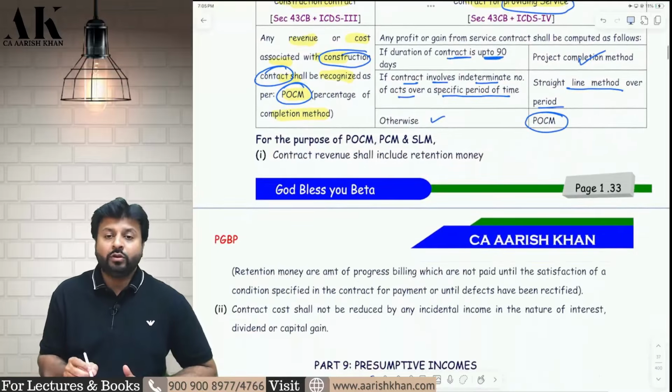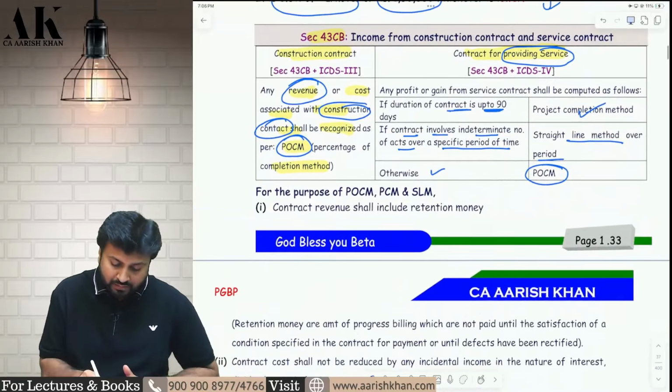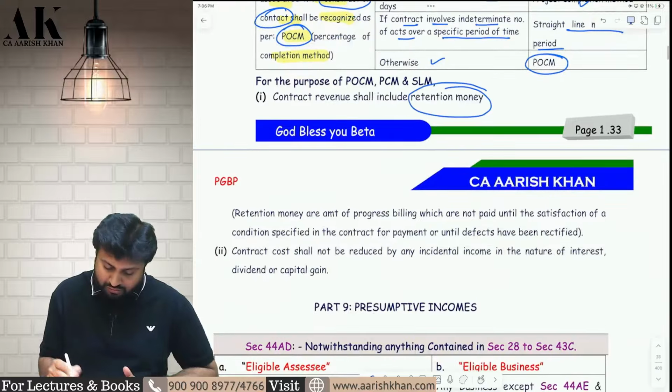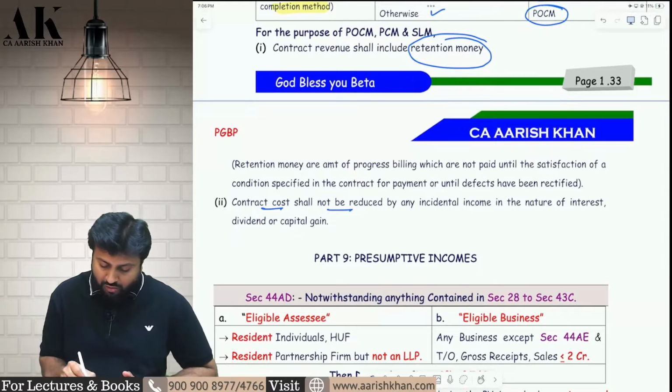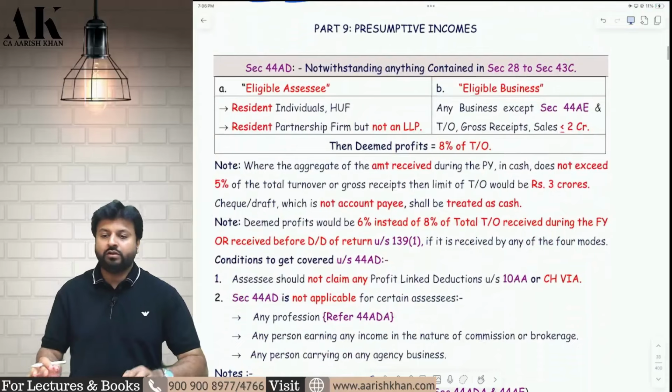Now what does contract revenue include? When I say contract revenue, what will it include? Retention money also. Okay. Retention money will also be part of contract revenue, and contract cost shall not be reduced by any incidental income in the nature of interest, dividend or capital gains. Okay. I hope it is clear to all of you.